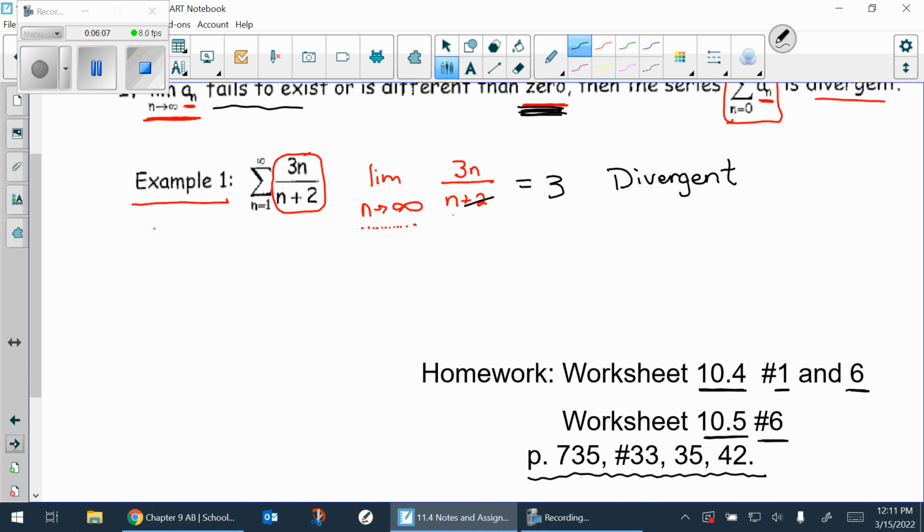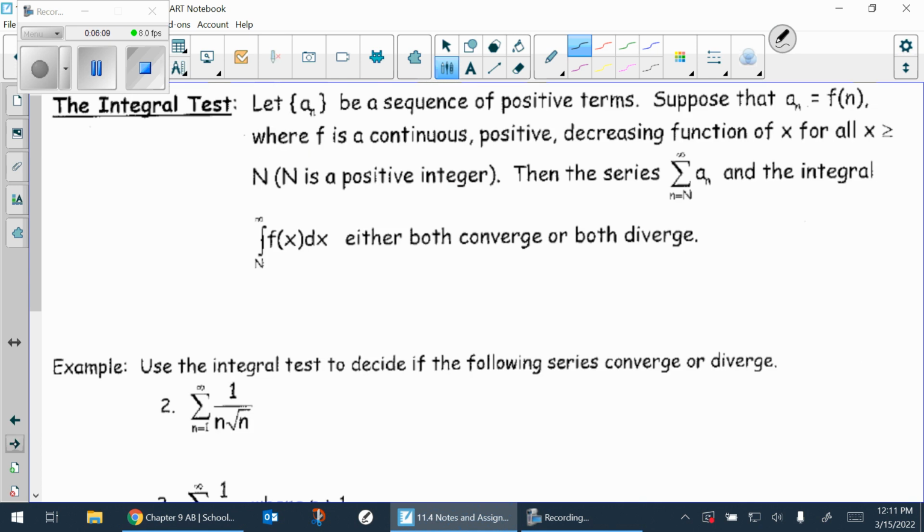One other skill we're going to talk about today is the integral test. For the integral test, this goes back to improper integrals that we covered towards the end of chapter 7, which might have been lumped in at the time with chapter 4.